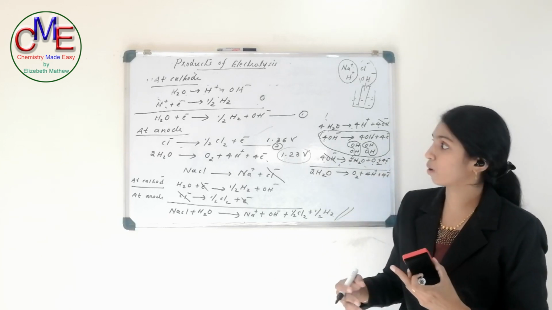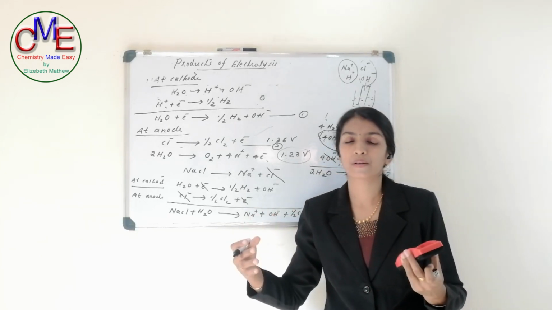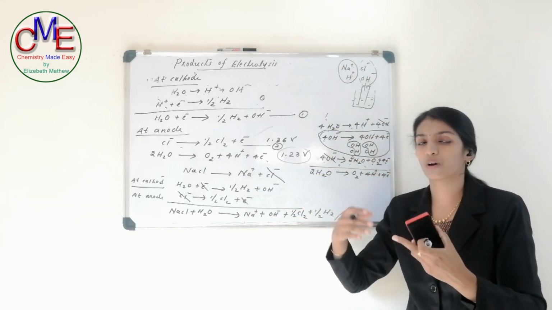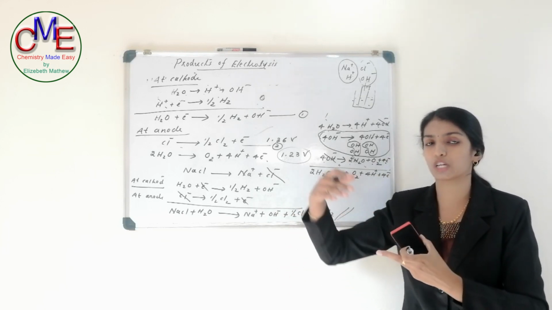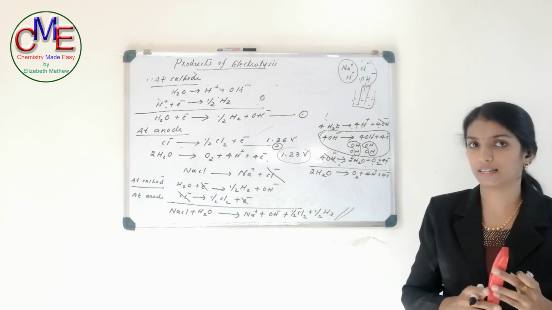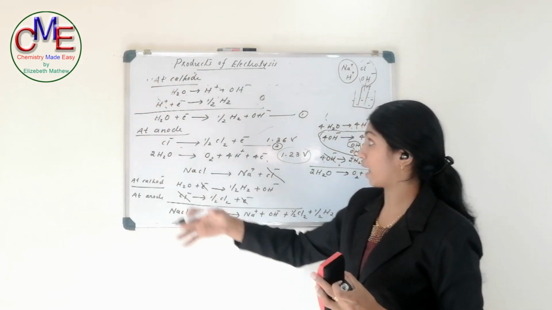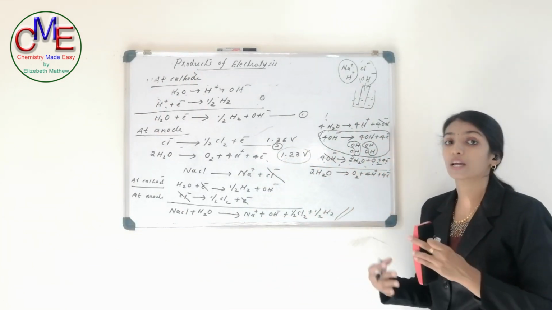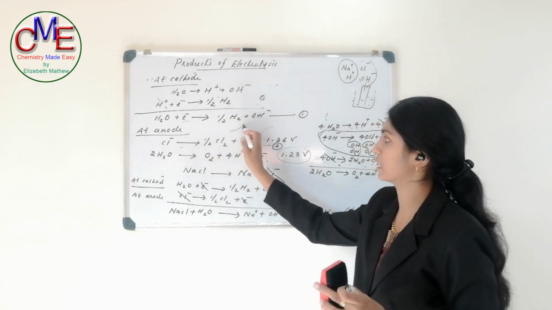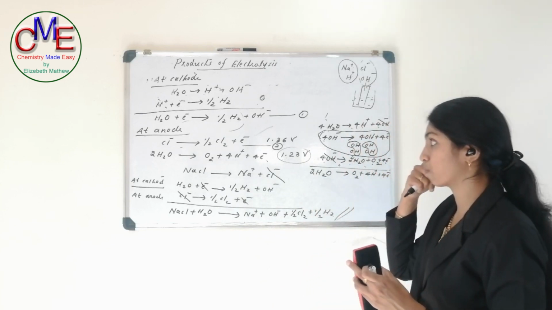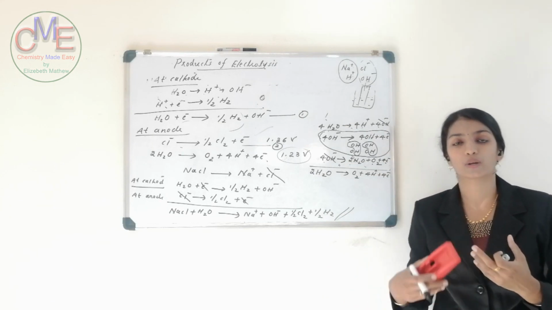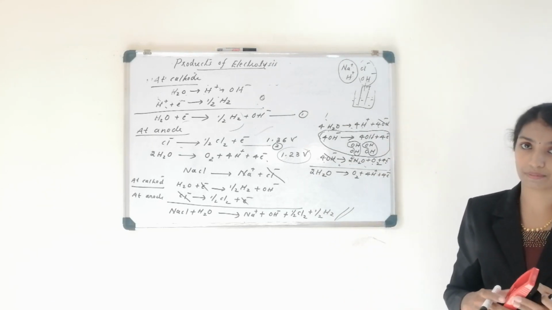If we use molten sodium chloride, what are the products? In molten sodium chloride, Na plus and Cl minus ions are present. The Na plus ions move towards the cathode. So sodium metal is deposited at the cathode and chlorine gas is liberated at the anode. But if, instead of molten sodium chloride, we use aqueous sodium chloride, the product is entirely different. At the cathode, the product obtained is hydrogen gas. At the anode, the product obtained is chlorine gas. That's all about the product of electrolysis of aqueous sodium chloride and molten sodium chloride.